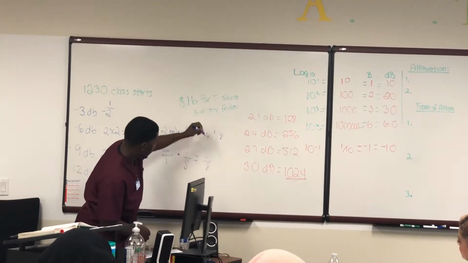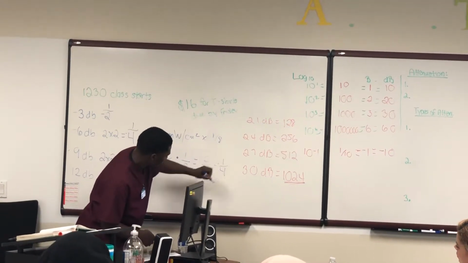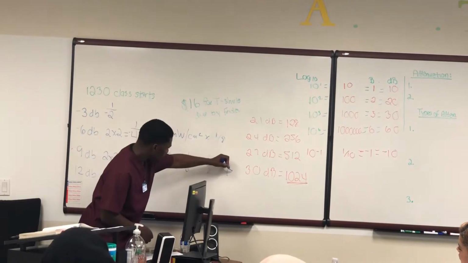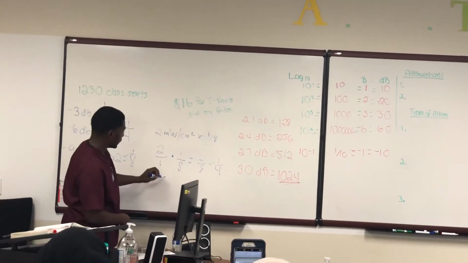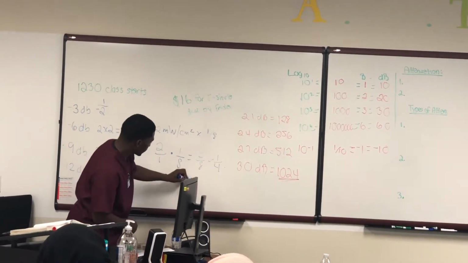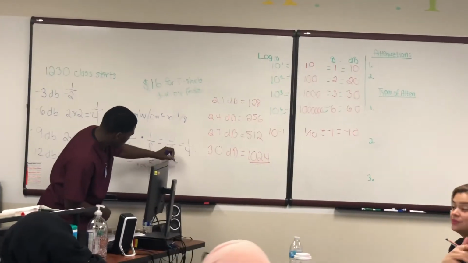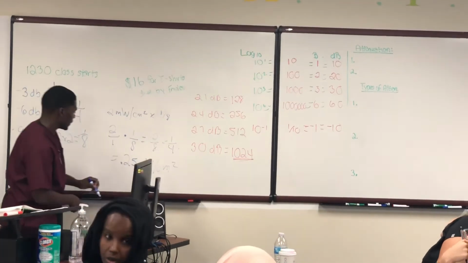2/8 equals 1/4, which is 0.25. Our final intensity is going to equal 0.25 milliwatts per centimeter squared. I hate writing at these angles.